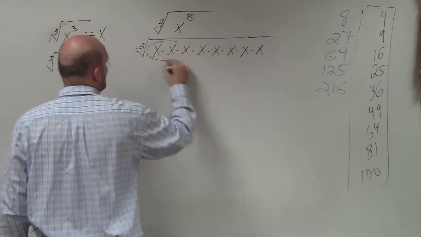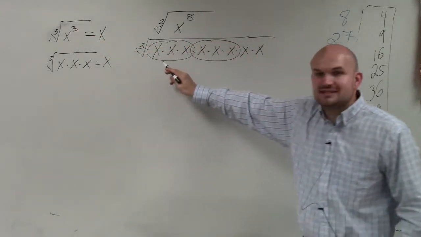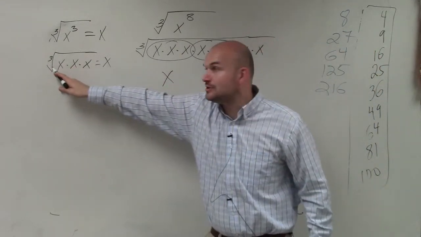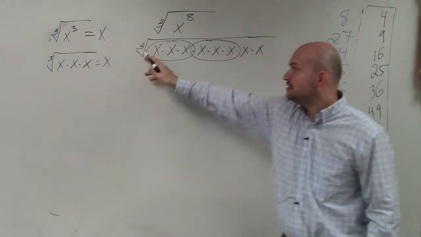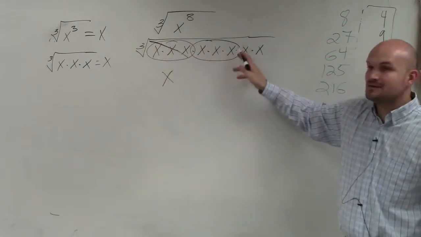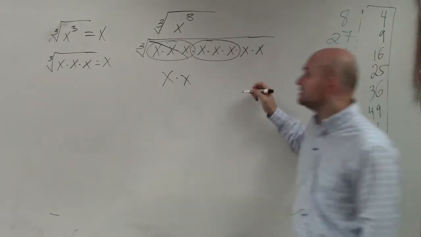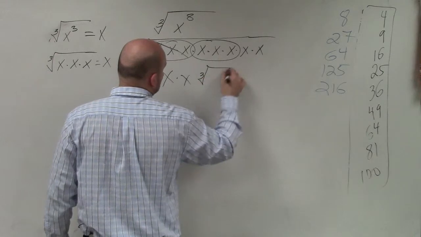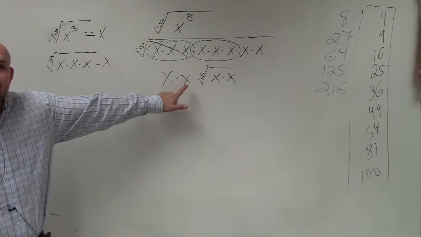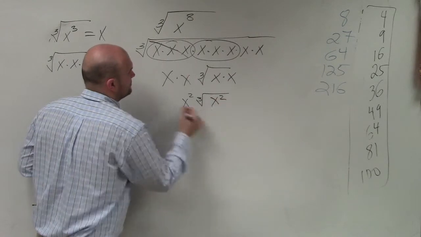So I circle 1, 2. So what is the cube root of x times x times x? X. What is the cube root of x times x times x? X. And then I don't have 3 of them, so I have to leave this under the radical. Now we can simplify. X times x outside the radical is just going to be x squared times the cube root of x squared.